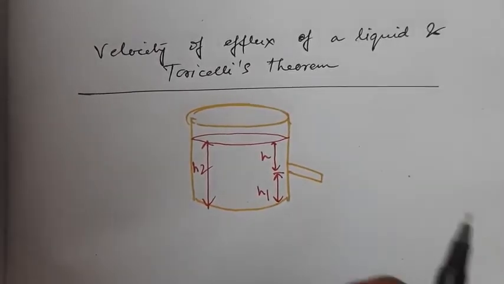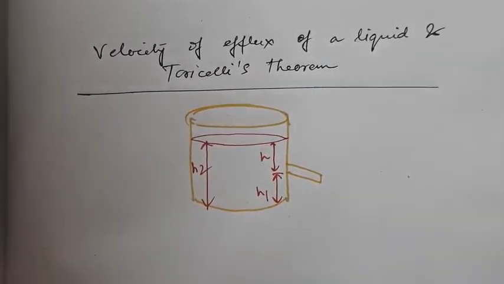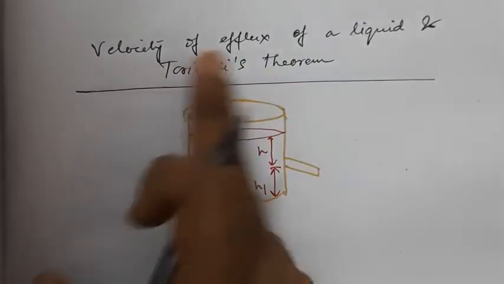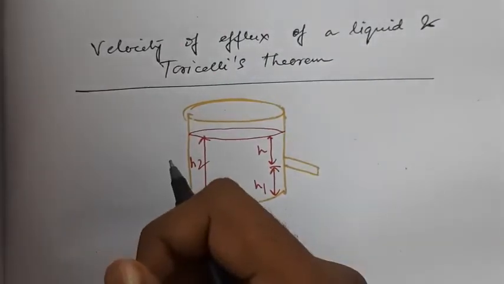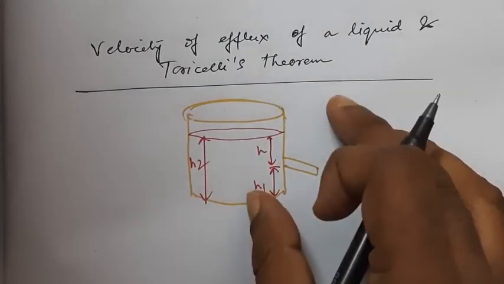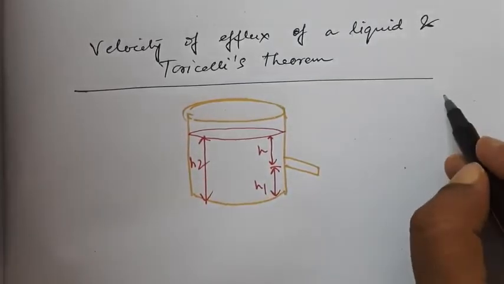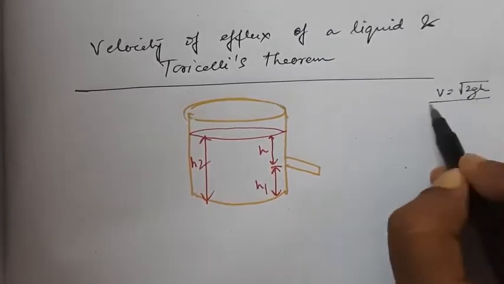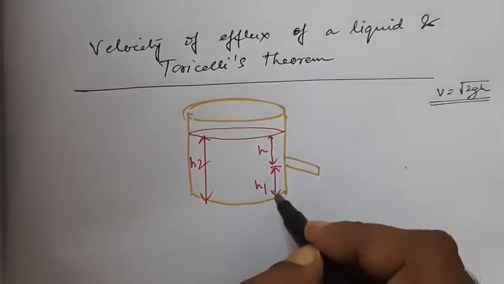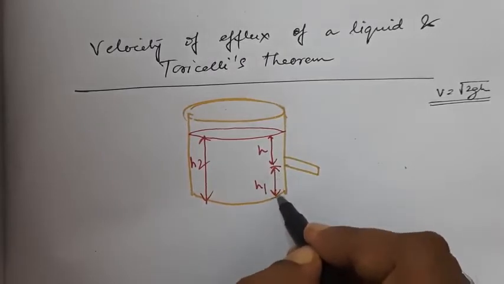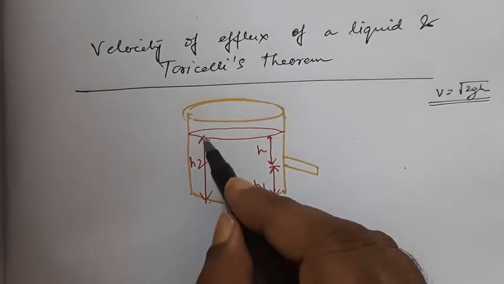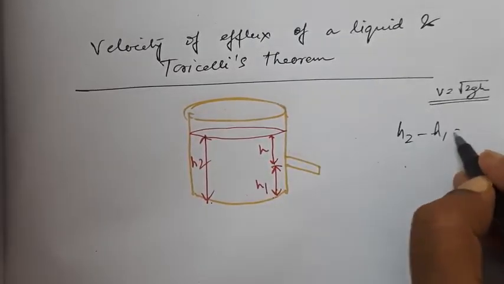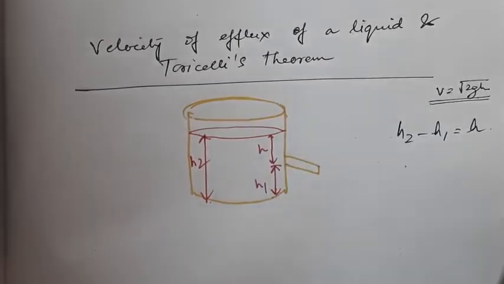Now one or two applications of Bernoulli's theorem: velocity of efflux of a liquid, and Torricelli's theorem. We had already discussed the velocity of efflux in the previous chapter on hydrostatics, but in this case we have to find the velocity. The formula came out like this: v is equal to square root of 2gh. Now we have to derive the formula using Bernoulli's theorem. The height of this nozzle from the ground level is h1. The height of the free surface of water is h2. So h2 minus h1 is equal to h. This is the height h.